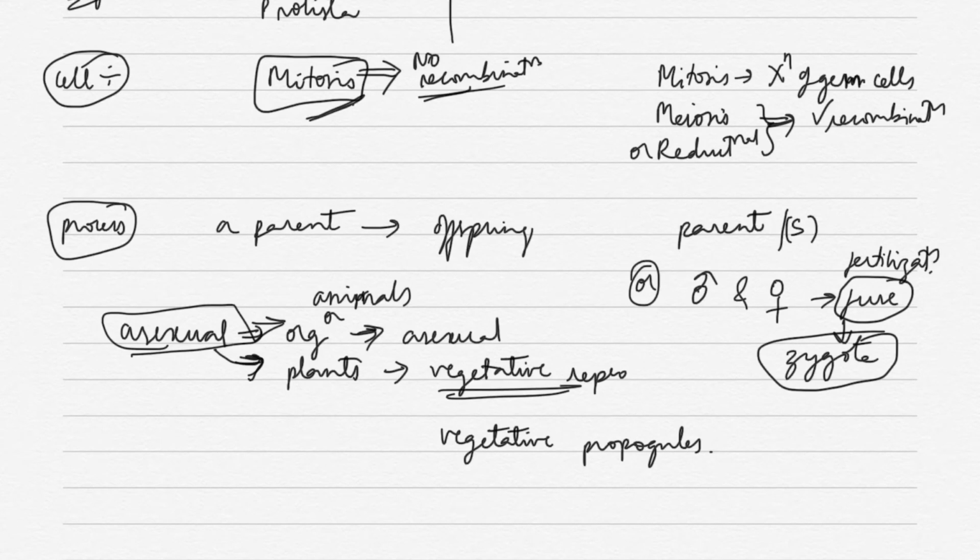In next class we shall dive into the examples of asexual reproduction and vegetative reproduction, and then we shall get into sexual reproduction in detail.